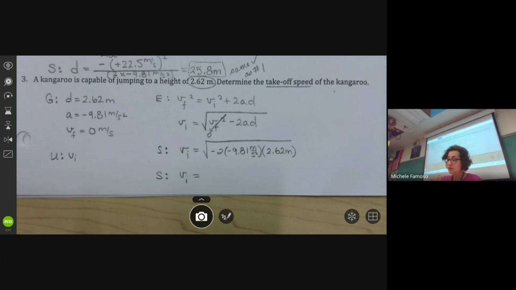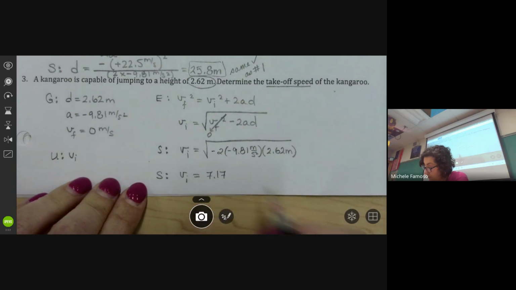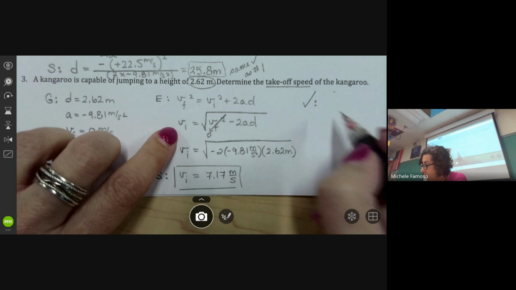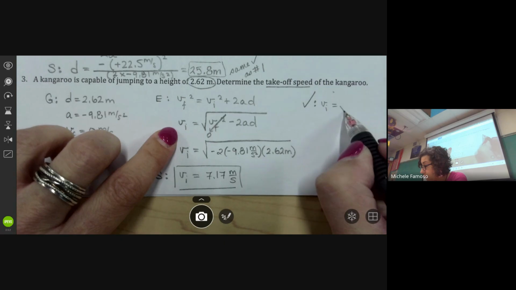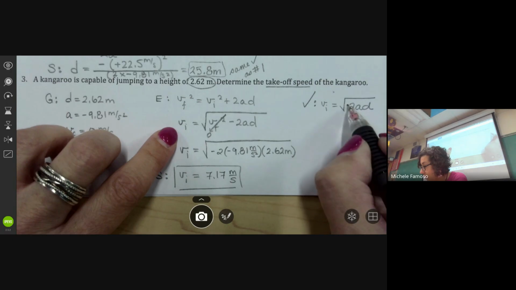Vincent, do you think you have an answer for me? 7.17 meters per second. Very good. Now let's do our check. The equation we're going to check is the one we plugged into, and that VF canceled out. So it's the square root of 2AD, or negative 2AD.